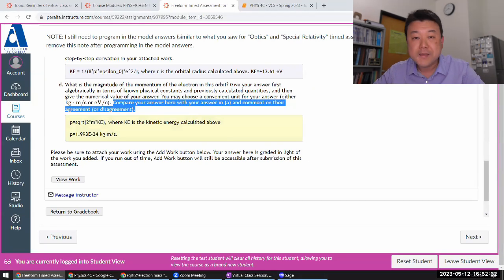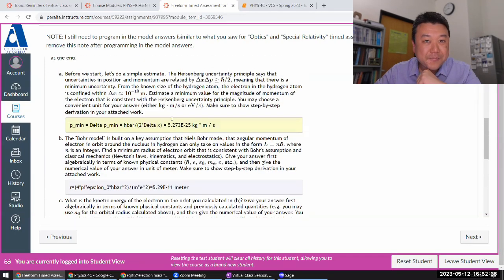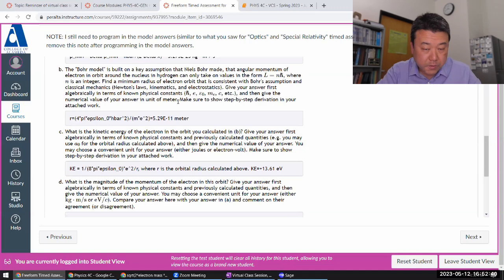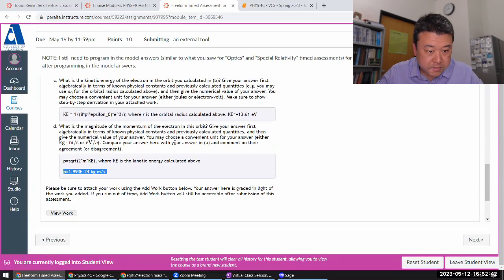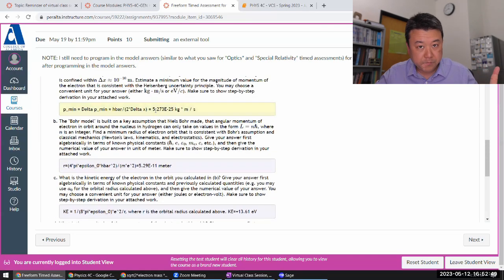Oh, I forgot about that. So let me just look at it. So this answer that I got, comparing it to the answer in A above, they are actually quite similar. So when you look at this, 2 times 10 to the minus 24, that's comparable. It's within a factor of 4. Maybe not then. Okay, let's put it this way.